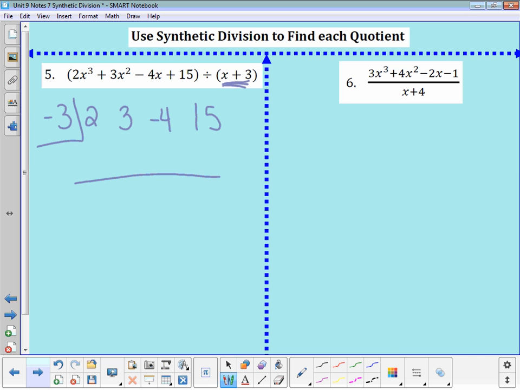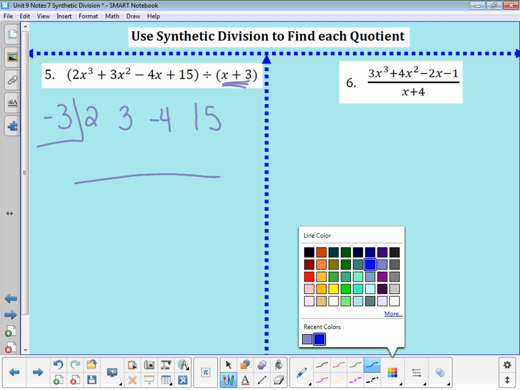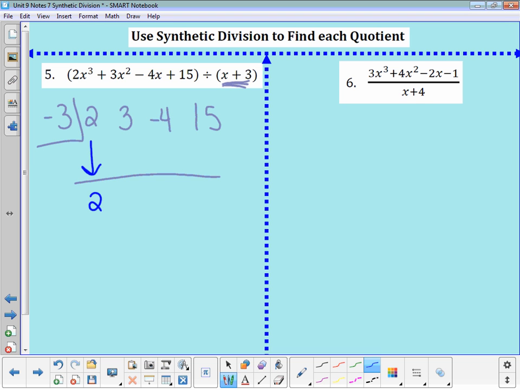Okay, so first thing I want to do is take that 2 and bring it on down. And now I'm going to take the 2, multiply it by the negative 3. That's going to give me negative 6. So now I'm going to add down that column, and I get negative 3. So now I'm going to take negative 3 times negative 3. Multiply those together, and I get a positive 9. Next thing I want to do is add those, and I'm going to get 5. Again, just adding down those columns. Now I'm going to take 5 times a negative 3, and that's going to give me a negative 15.